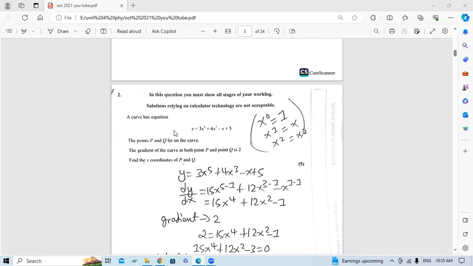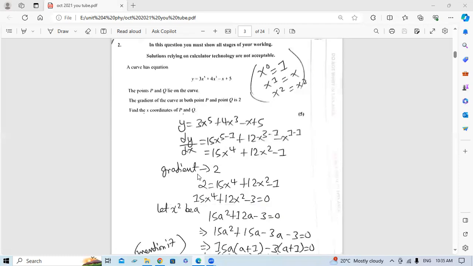A curve has equation y equals 3x to the power 5 plus 4x cubed minus x plus 5. The points P and Q lie on the curve. The gradient of the curve at both point P and point Q is 2. Find the x coordinates of P and Q.